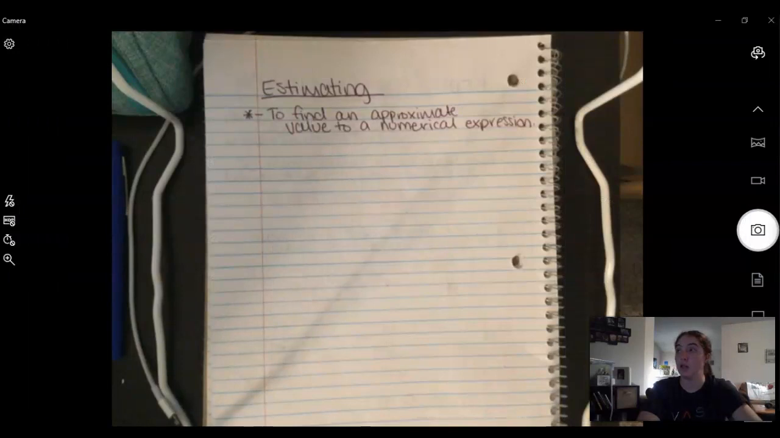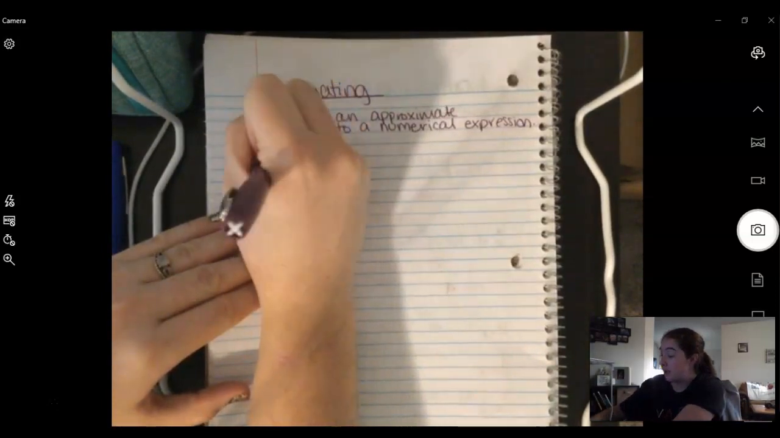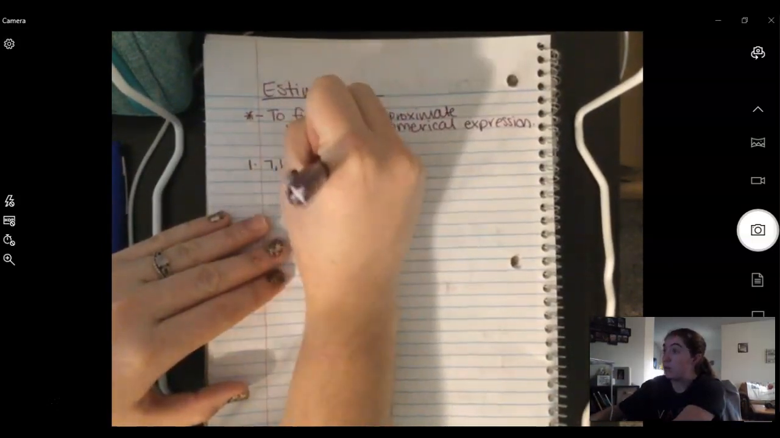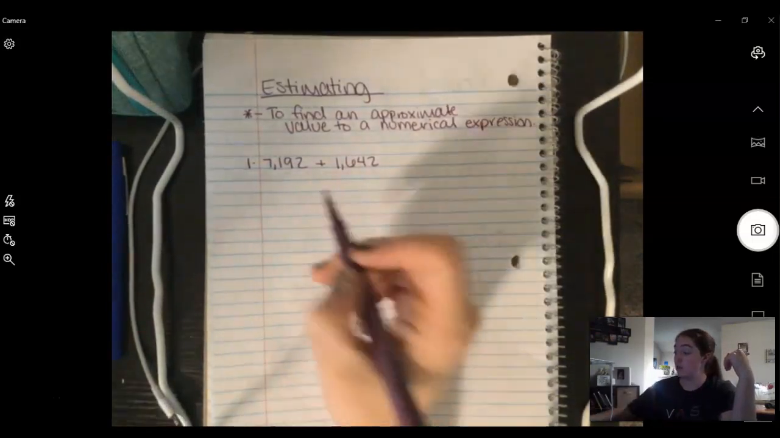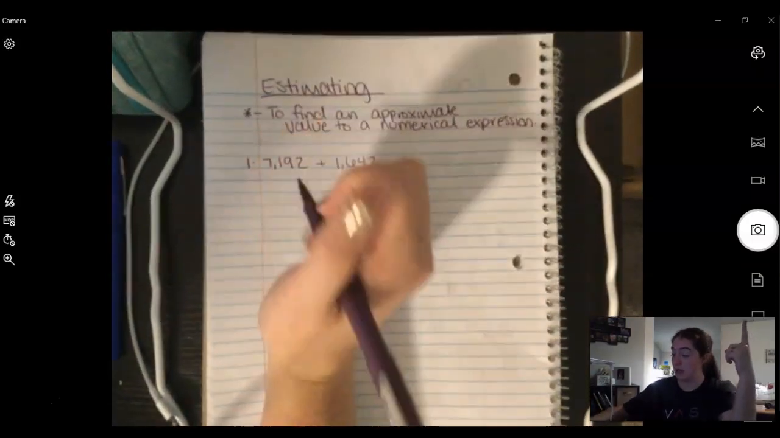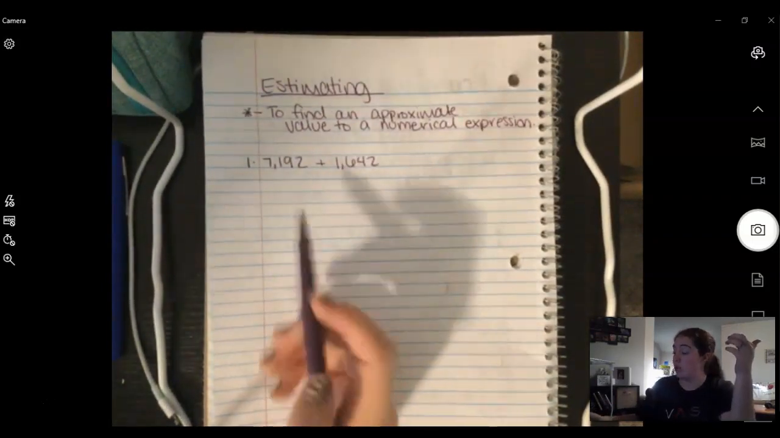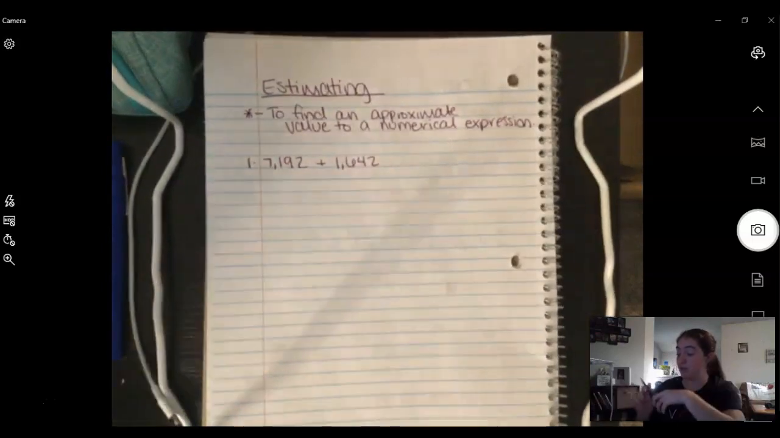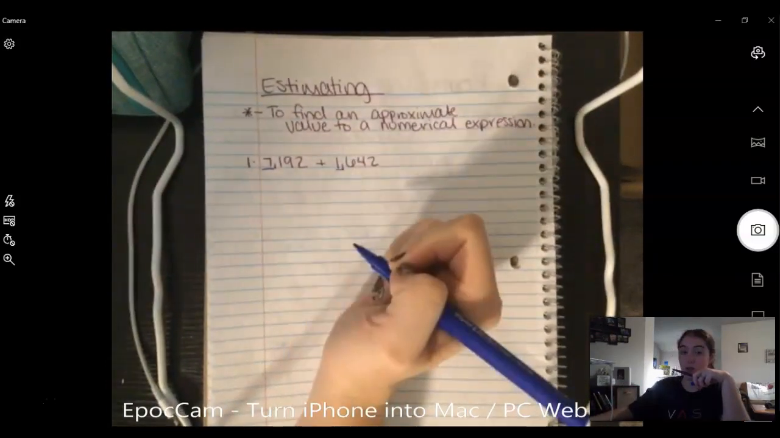So our first one that we are going to do together says that we need to round 7,192 plus 1,642. Again, when it asks you to estimate, you round first before you can add or subtract. Okay? So we do not add these together and then round. No. You first round and then add or subtract. Okay? So we need to round to the nearest thousand. So if we round to the nearest thousand, my 1,000 is right there and my 1,000 is right there.